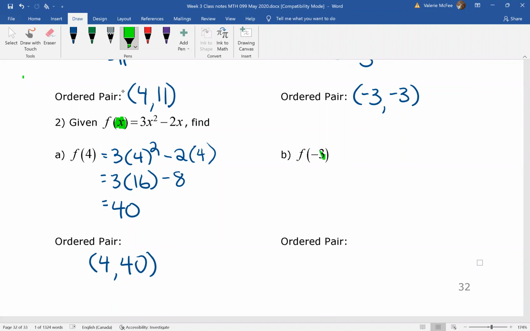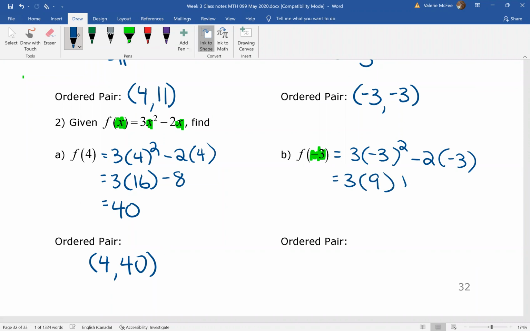This time we changed x to negative 3. Each of these x's had to be substituted with negative 3. So we have 3 times negative 3 all squared minus 2 times negative 3. 27 plus 6, 33. What ordered pair did you have? When x is negative 3, the f of x, or y, is 33.